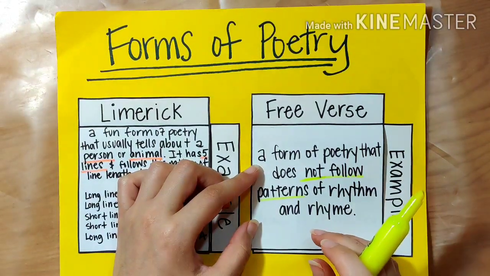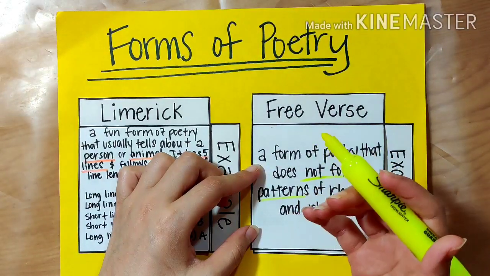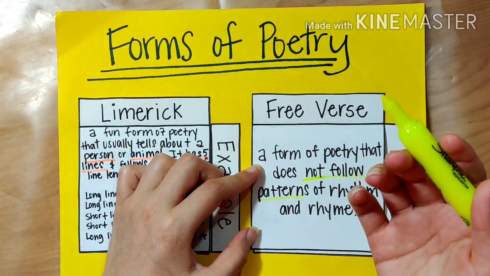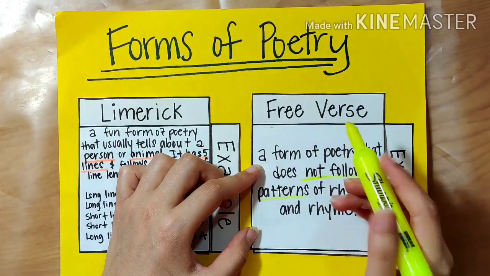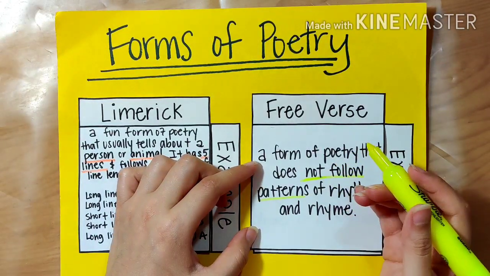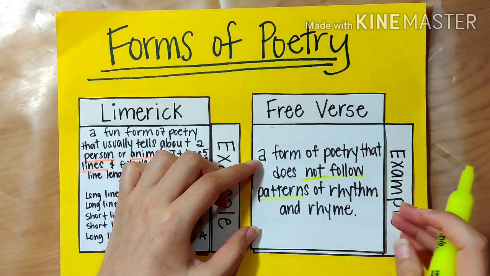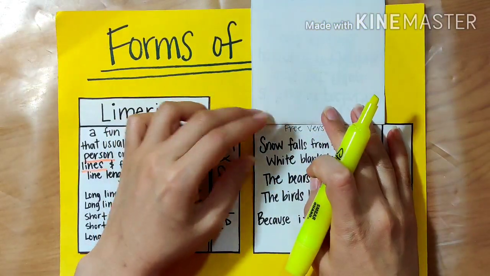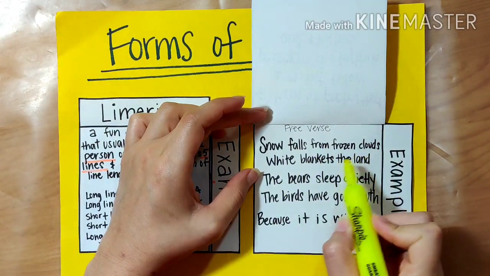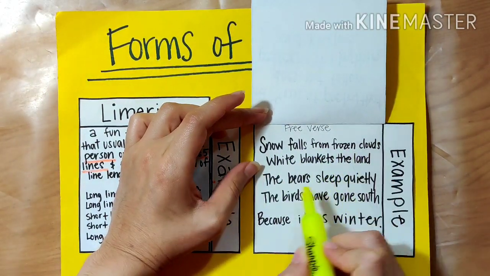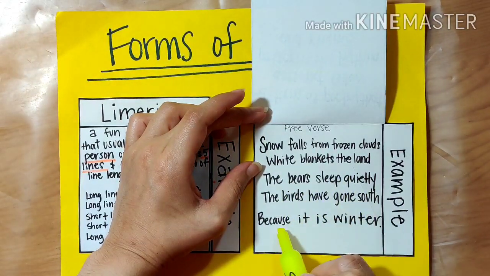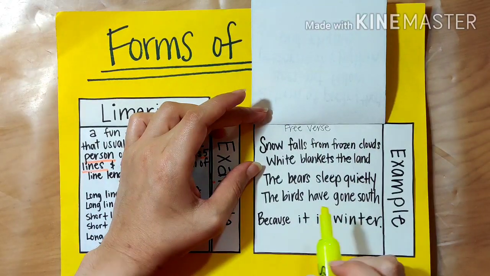So when we read a free verse, it tends to seem a little unnatural, and a lot of the times you might think this isn't a poem, but it is. There's no law that says that poetry has to rhyme or it has to have rhythm. So poets can do whatever they want. So let's take a look at this example that we have here, which says, snow falls from frozen clouds, white blankets the land. The bears sleep quietly. The birds have gone south because it is winter.